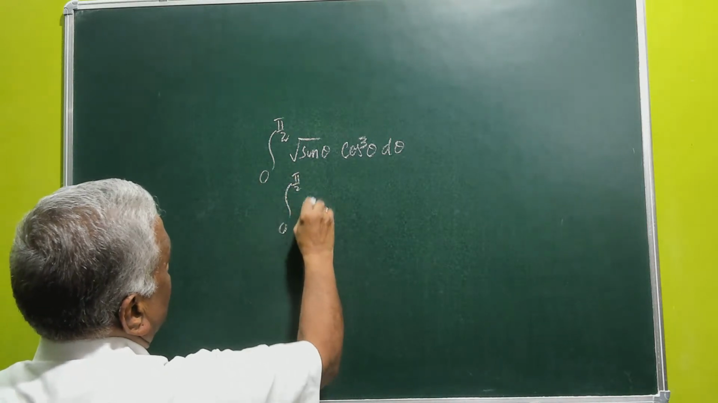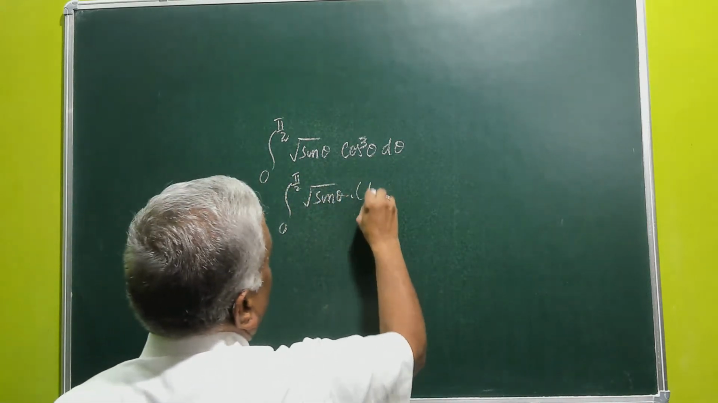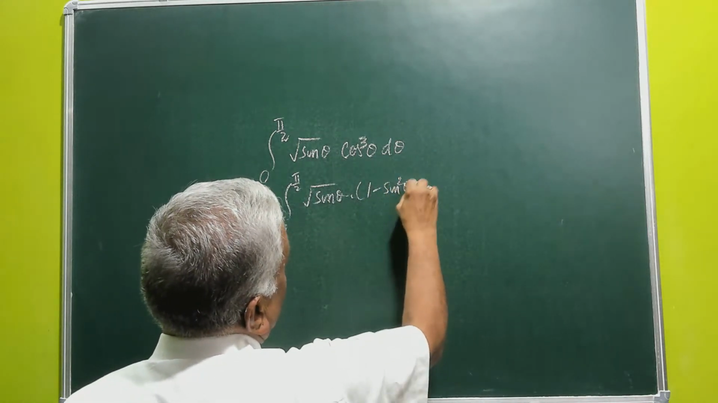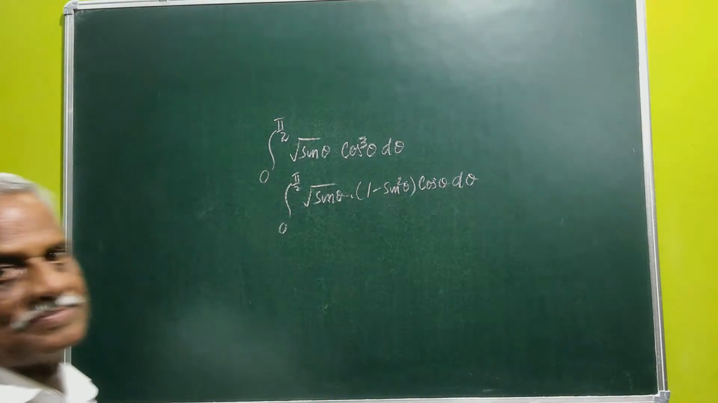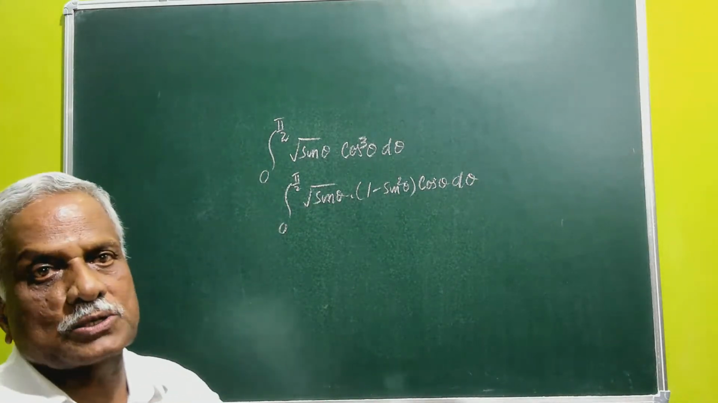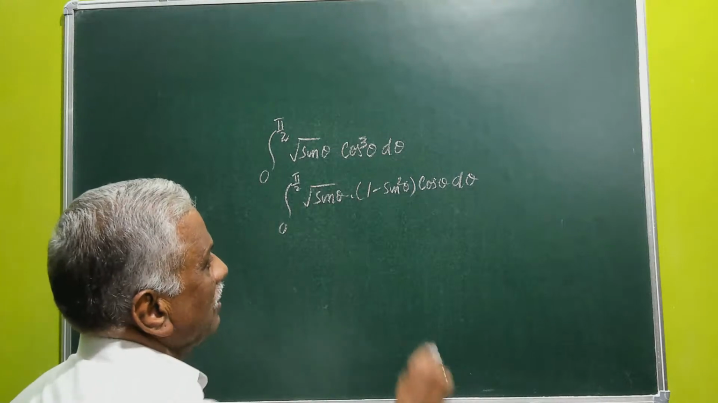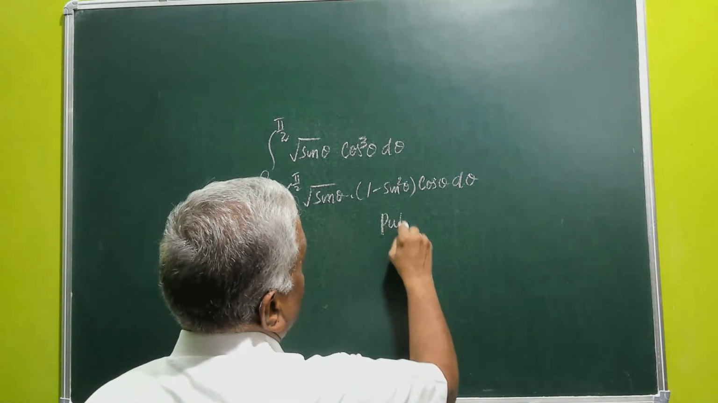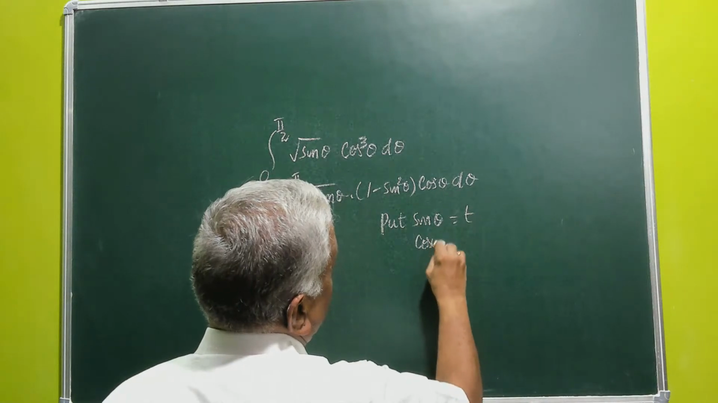What is that? I can write this as sin theta into 1 minus sin square theta into cos theta d theta. The cos cube is written as cos square into cos, and cos square is 1 minus sin square. Now you can put sin theta equals t. Cos theta d theta is dt.